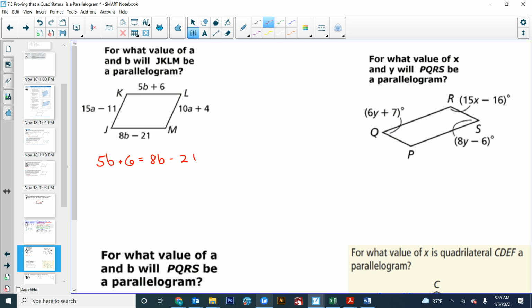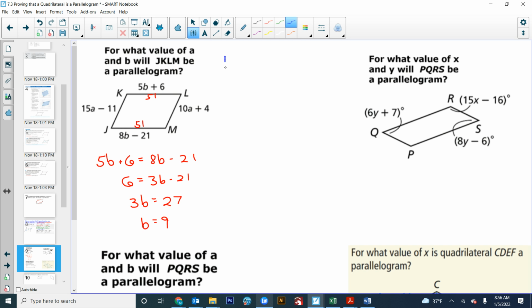We go through this quickly. Subtract 5B from both sides. Add 21. And divide by 3. Now, it didn't tell me to find the side lengths, but I wanted to be confident that if I plugged in B equals 9, that it's going to make those opposite sides congruent. And I can see that both sides are going to be 51 when B is 9.